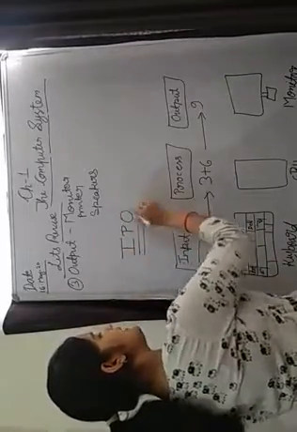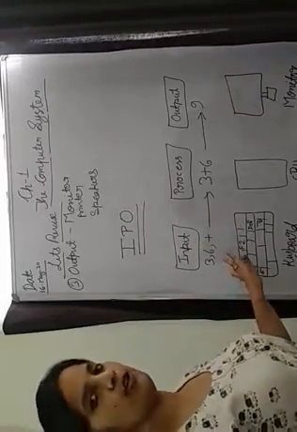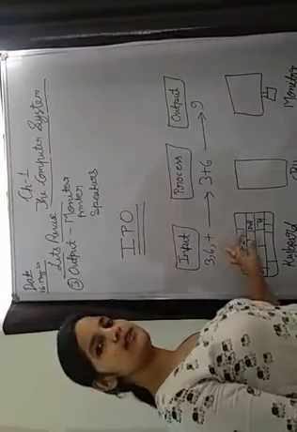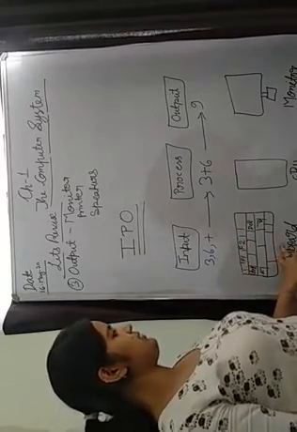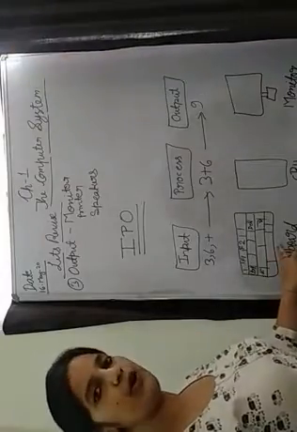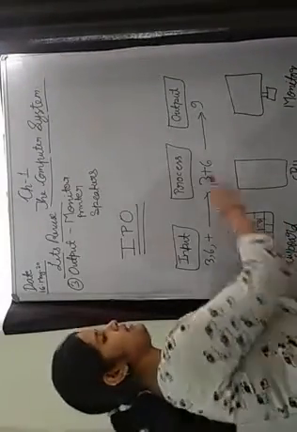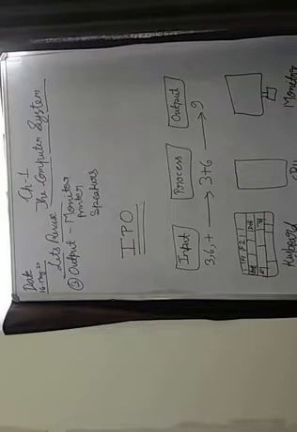Now let's understand this. Here input, what is input? Number 3, 6 and plus. These three instructions you gave to the CPU with the help of keyboard. Okay, now look here, process. What does the CPU do?